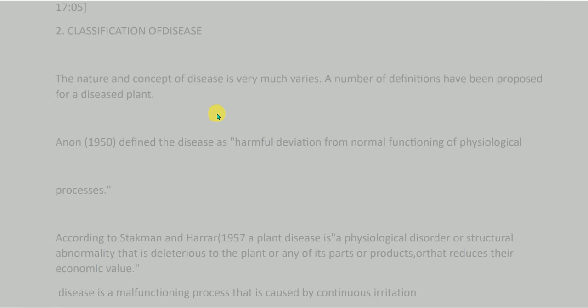Classification of disease. The nature and concept of disease varies very much. A number of definitions have been proposed for a diseased plant. Anon, 1950, defined disease as harmful deviation from normal functioning of physiological processes. According to Stakman and Harrar, 1957, a plant disease is a physiological disorder or structural abnormality that is deleterious to the plant or any of its parts or products or that reduces their economic value. Disease is a malfunctioning process that is caused by continuous irritation.